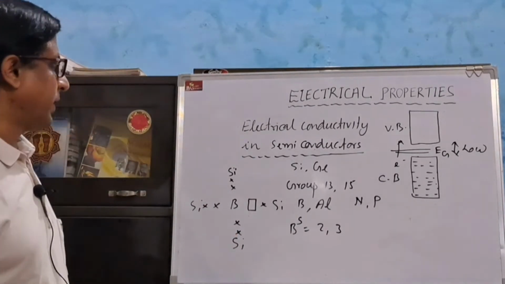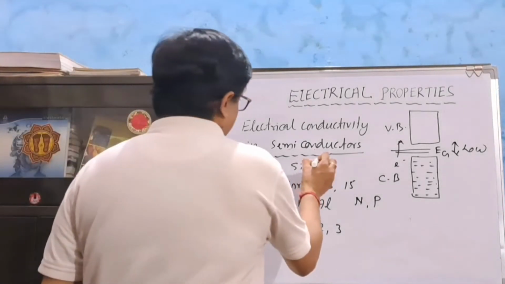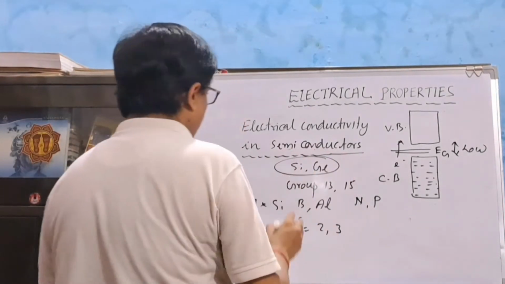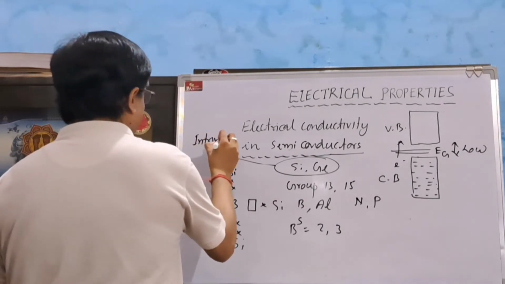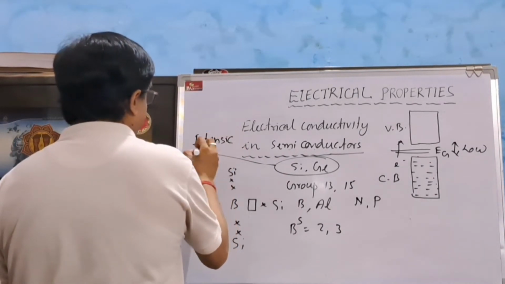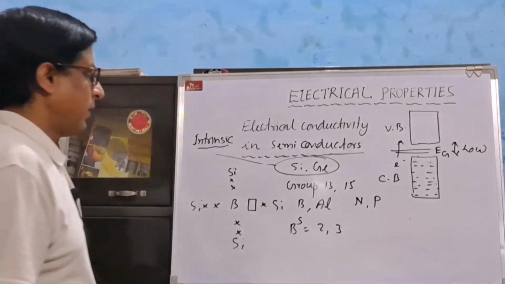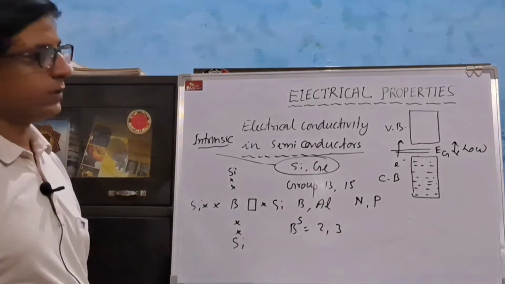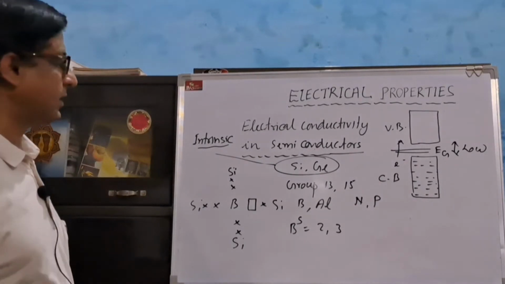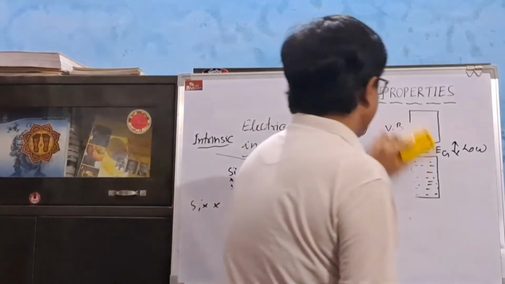These pure semiconductors are known as intrinsic semiconductors. When they are doped with boron or aluminum, nitrogen or phosphorus, they are known as extrinsic semiconductors.